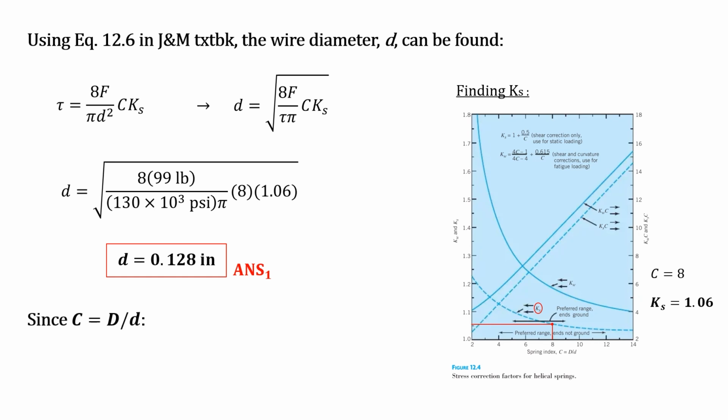And then using that spring index, we can solve for capital D, which is our spring diameter, and that's 1.02 inches.